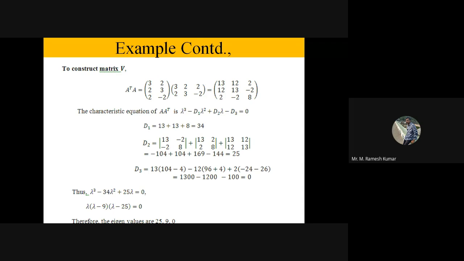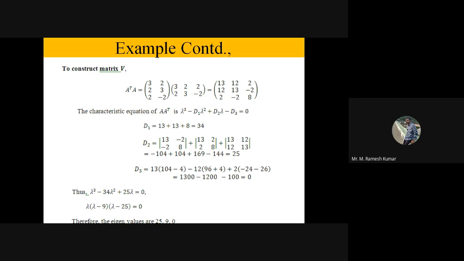What is d2? The sum of the minors of the diagonal elements of A transpose A. So find the first minor. We get 13, 2, 2, 8. Similarly, leaving the second 13 here, we get 13, 2, 2, 8. Similarly, for the last element, we get 13, 12, 12, 13. After simplification, d2 equal to 25. Similarly, d3. What is d3? The determinant of A transpose A, that is equal to 0. If we simplify this, we get 0. So what is our characteristic equation? Lambda cube minus 34 lambda square plus 25 lambda equal to 0.